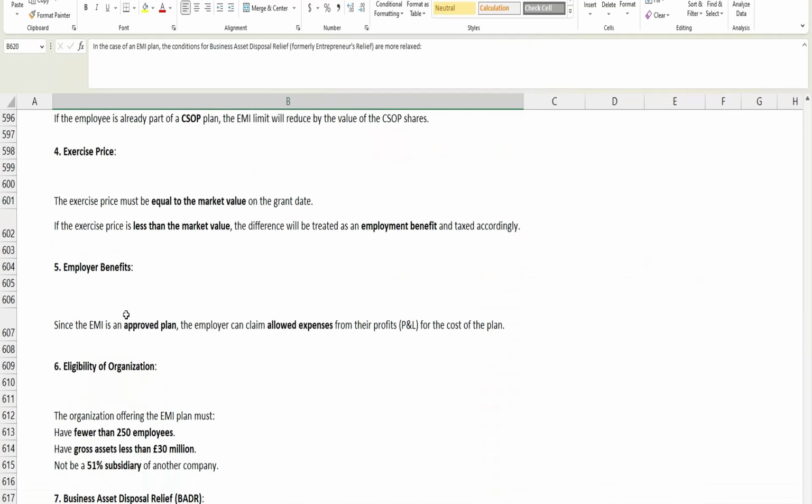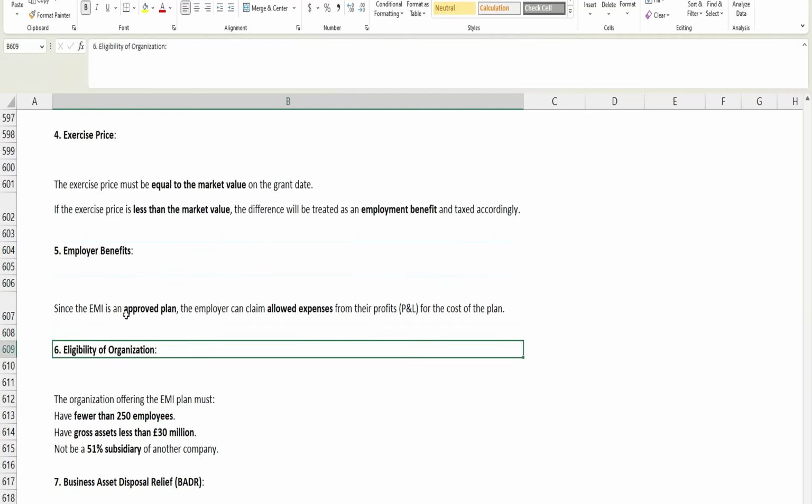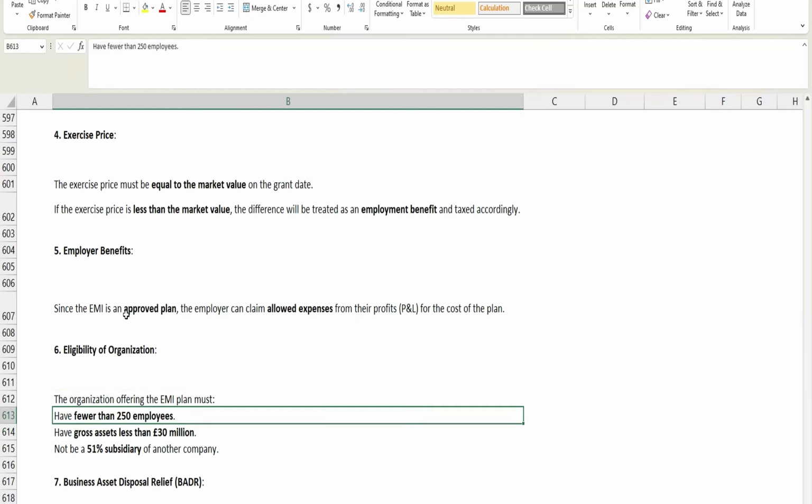Right. Okay, so now the new thing is that in this plan there is not only criteria for the employee, but the organization should also meet certain criteria in order to run this plan. And what is that? The first is that the company should have fewer than 250 employees. Okay, and they have gross assets of less than 30 million, and they should not be a 51% subsidiary of another company. Okay, so these three are the criteria for the organization. Right, this is new, and it was not for the CSOP plan, but it is for the EMI plan.